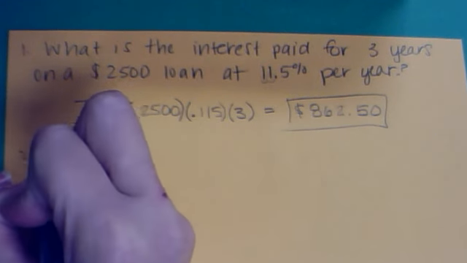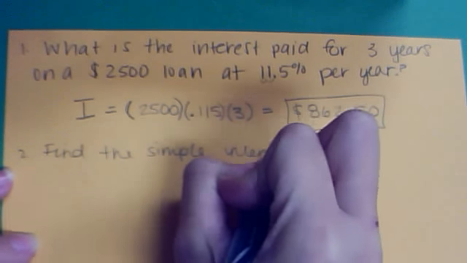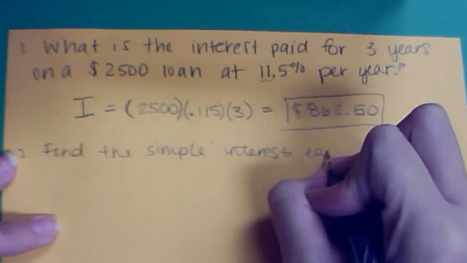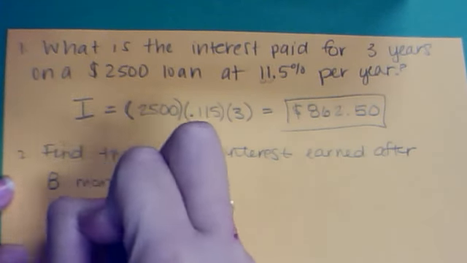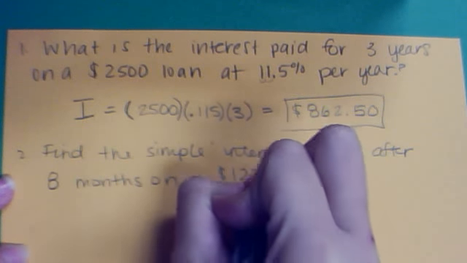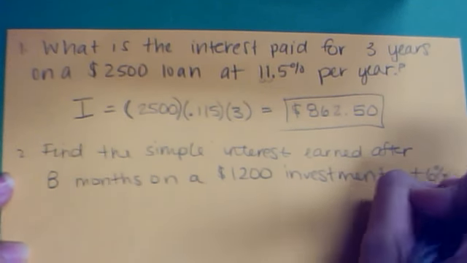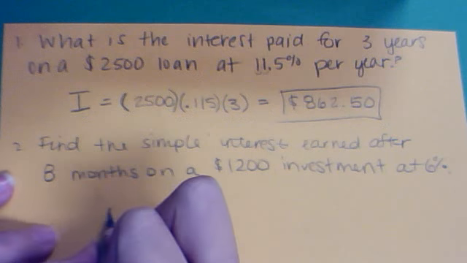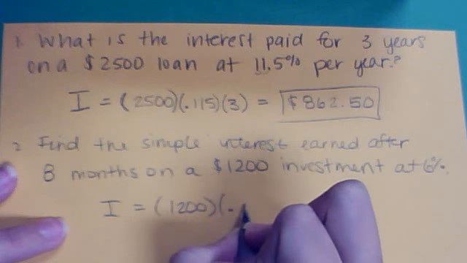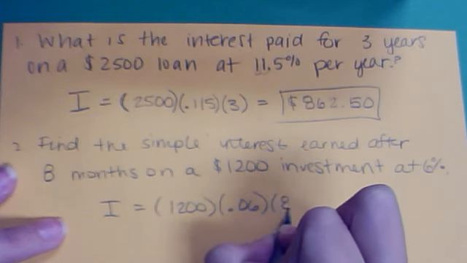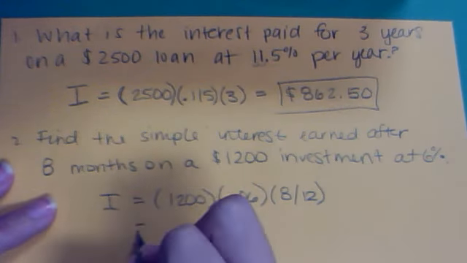For number 2, let's find the simple interest. Find the simple interest earned after 8 months on a $1,200 investment at 6%. So we're going to use that same formula. I equals P, which is 1,200, times the rate, as a decimal is 0.06, times the time, which is 8 months. And remember, if it's months, we do it over 12. If we put all of that into our calculator, we're going to get that the interest is $48.